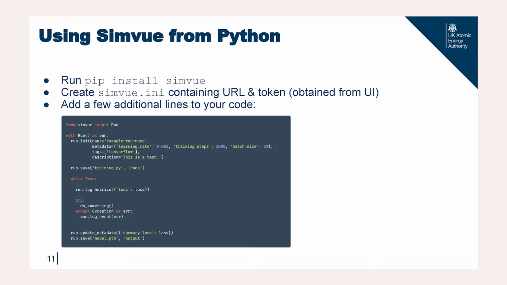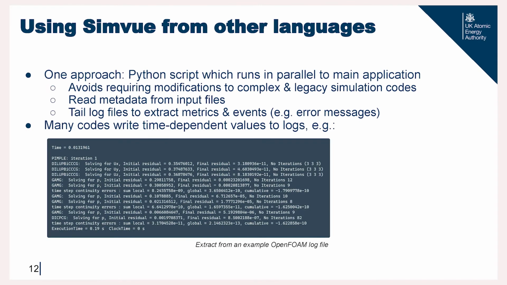So if you're using Python, it's quite straightforward to use. Obviously, if your code's written in other languages like Fortran or C++, you could consider writing something that would then interoperate with SimView, but to begin with, we thought it would be simplest to have just a Python script which runs in parallel to the main application. Because if you're using a simulation code that's been around for 10 or 20 years, you don't necessarily want to start fiddling with it. So this is a more straightforward way of doing things.